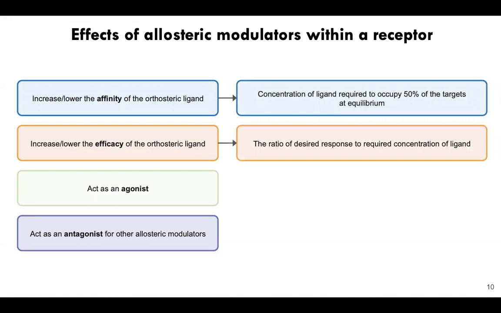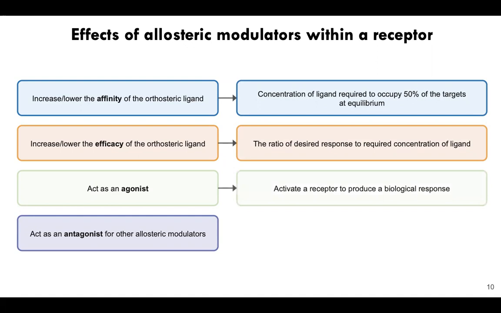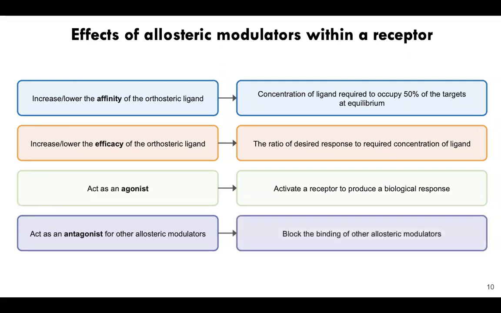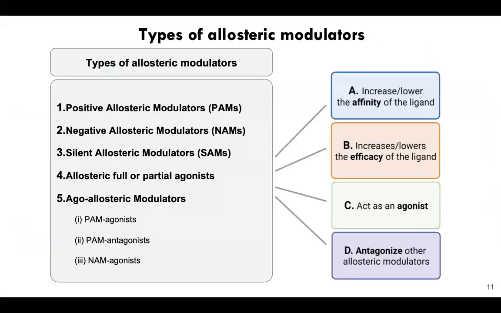It's not only the affinity, how much it will bind, but also the efficacy, which means the ratio of desired response to required concentration of the ligand. So how much the reaction, let's say, is happening. So acting as an agonist will activate a receptor to produce a biological response, and acting as an antagonist will block the binding of other allosteric modulators.